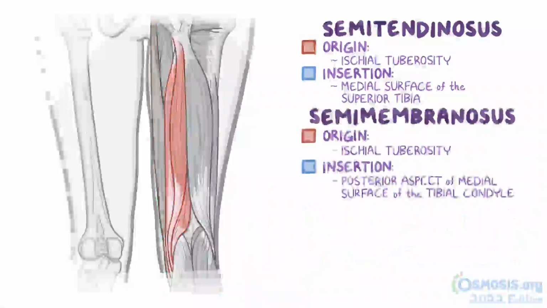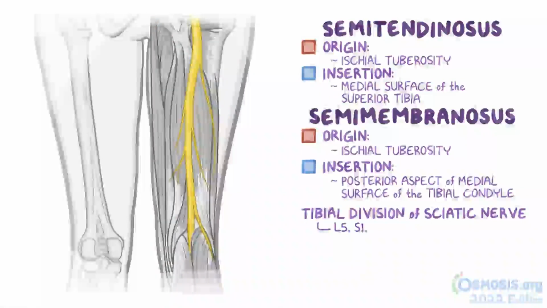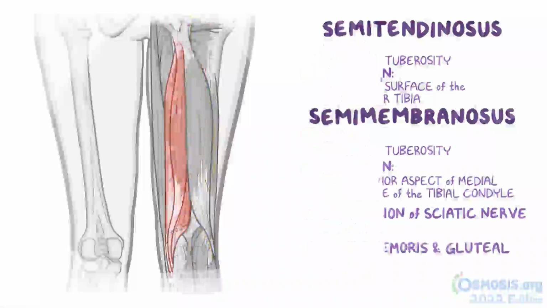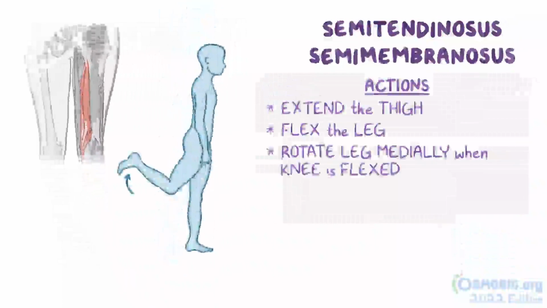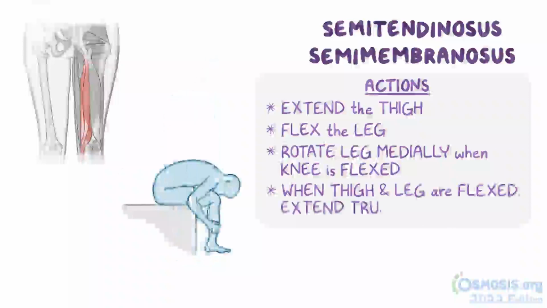Alright, now innervation to the semitendinosus and semimembranosus is provided by the tibial division of the sciatic nerve from nerve roots L5, S1, and S2, whereas blood is supplied by the profunda femoris and gluteal arteries. These two muscles extend the thigh, flex the leg, and rotate it medially when the knee is flexed. And when both the thigh and leg are flexed, they can extend the trunk.